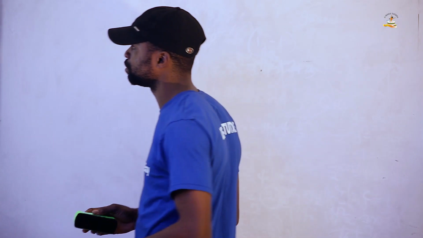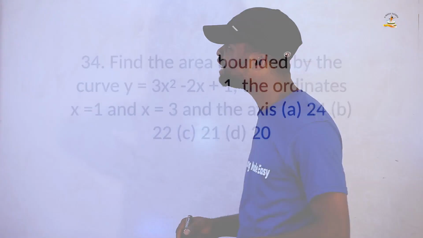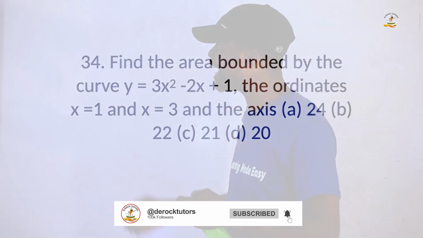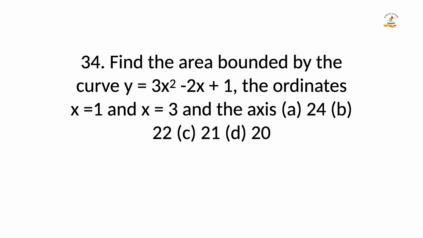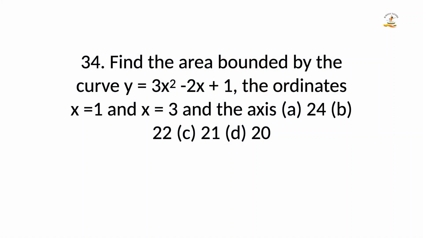The next question, question number 34. You are required to find the area bounded by the curve y equal to 3x squared minus 2x plus 1, the ordinates x equal to 1 and x equal to 3, and the x-axis. You want to find the area bounded by the curve y equal to 3x squared minus 2x plus 1 with the boundaries 1 to 3 and the x-axis.